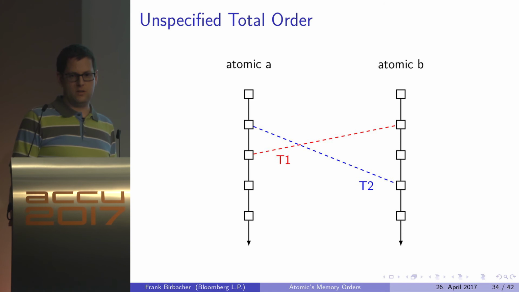Writing counts as observing. Writing counts as appending something to the atomic, and then you can never see all the values.